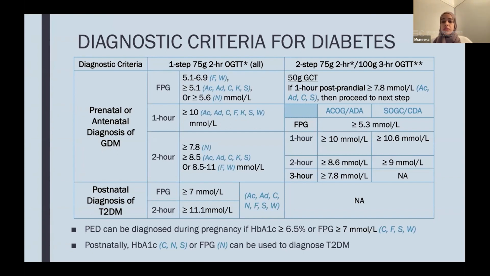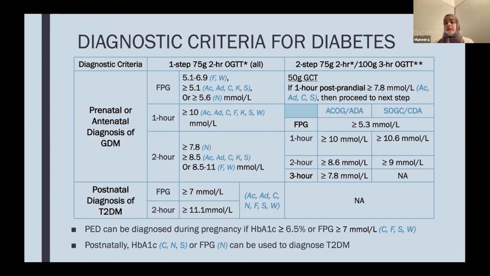Whereas in the two-step oral glucose tolerance test, according to the American and Canadian guidelines, patients need to undergo the 50-gram glucose challenge test first. And if the 1-hour postprandial plasma glucose is 7.8 millimoles per liter or more, then they proceed to the next step. According to the American guidelines, the next step is the 100-gram 3-hour oral glucose tolerance test, and the values are as follows.